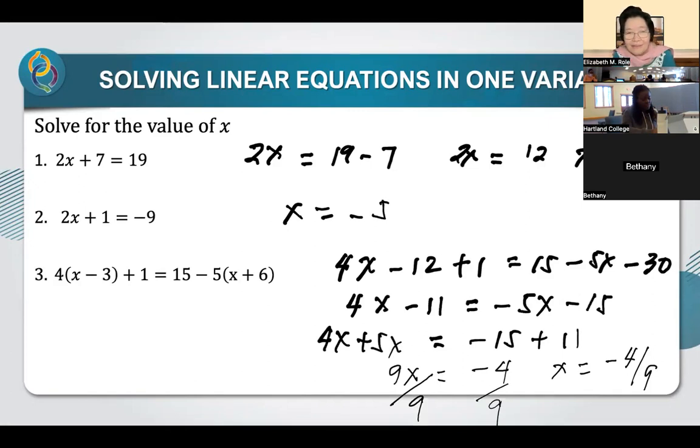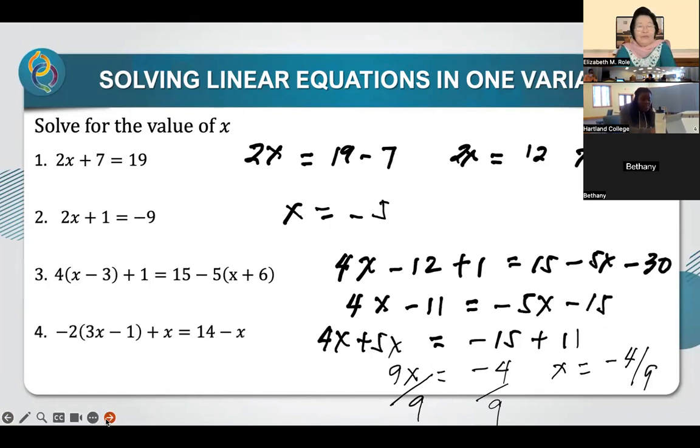You can substitute, but that one would mean working with fractions. So we have these kinds of equations where we have some binomials that you need to simplify first. All right, try number 4 for your short practice before we have more examples.